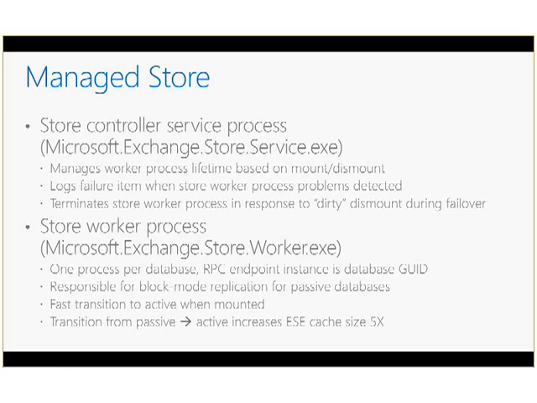Worker processes, each one will have a different RPC endpoint. So when your CAS is trying to make a connection back to the Mailbox server via RPC over HTTP, once we go through the RPC over HTTP proxy on the Mailbox server, they'll be connecting to various different RPC endpoints depending on which database the connection is bound for. The worker process is responsible for block mode replication for passive databases, right? So we still have the idea of file mode and block mode replication as we did in 2010. Each individual worker process is in control of making sure that we're going in and out of block mode replication as necessary.